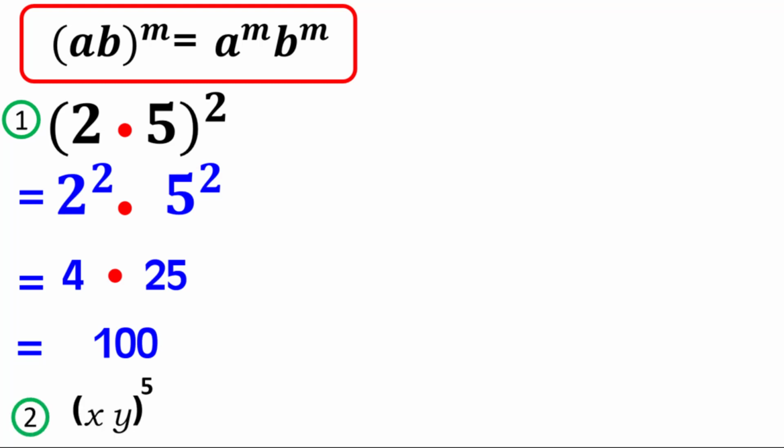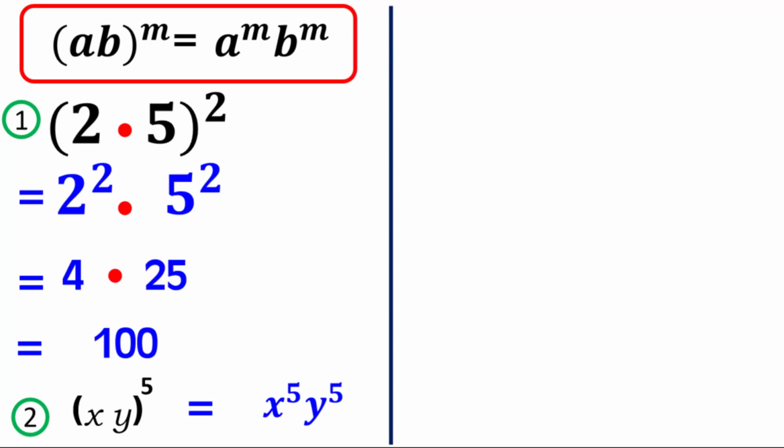For example, xy means x times y raised to the power 5. So this power is a power of x and power of y. So x to the power 5 and y to the power 5.